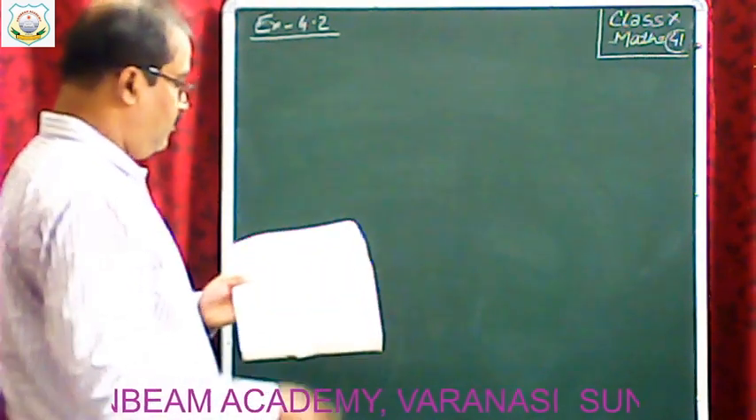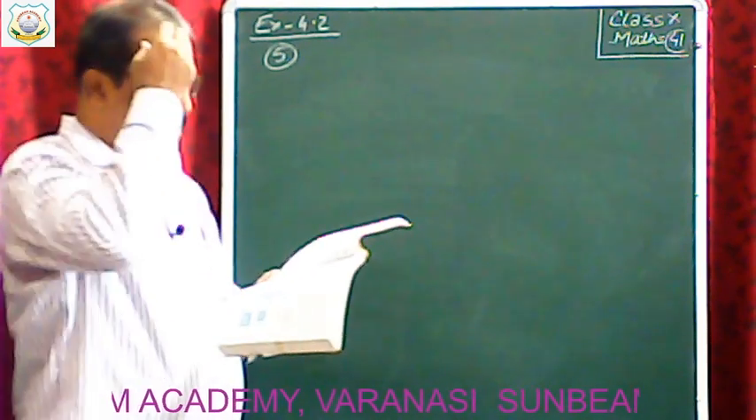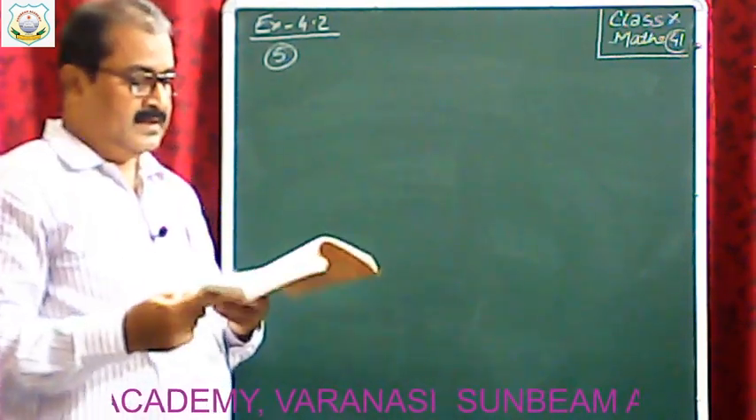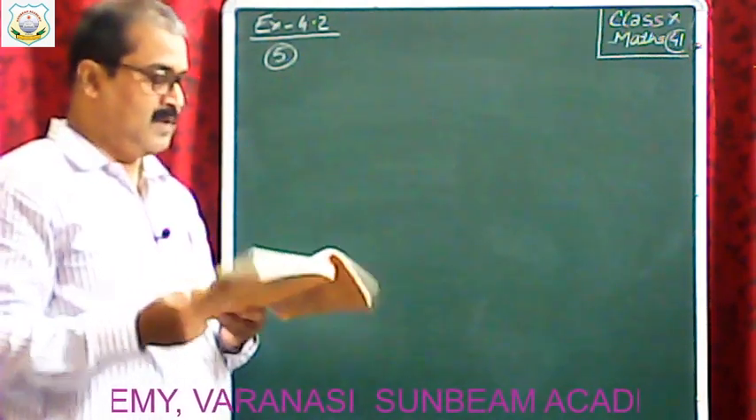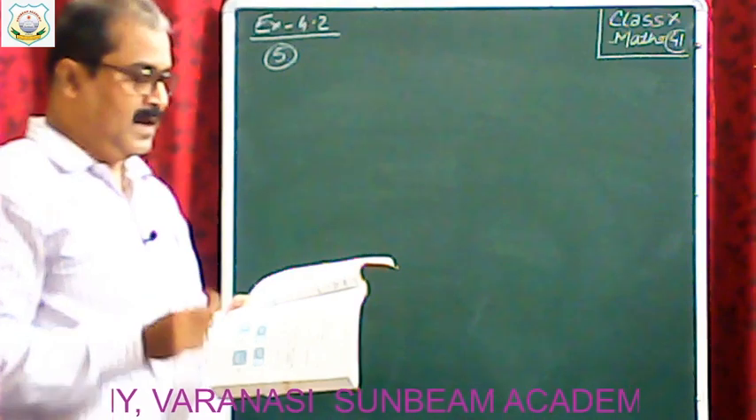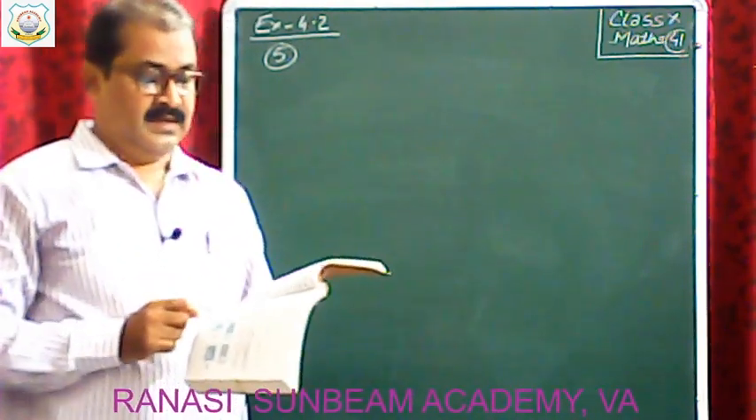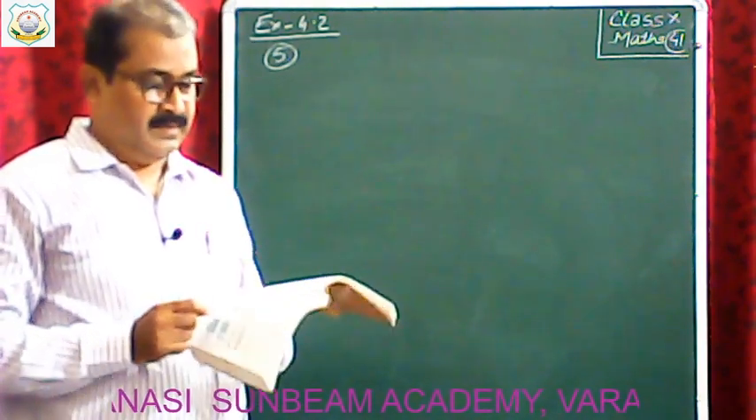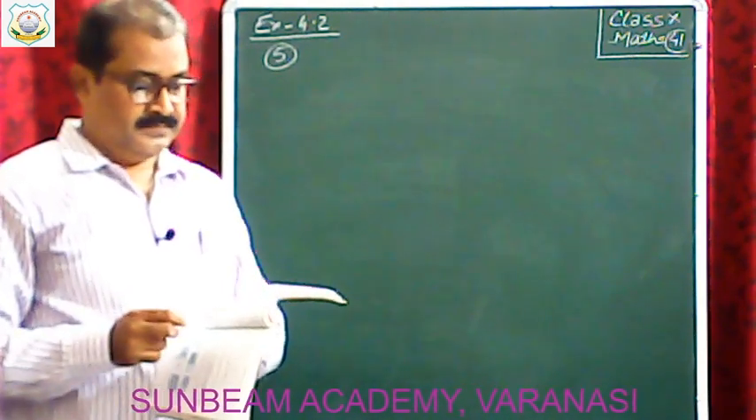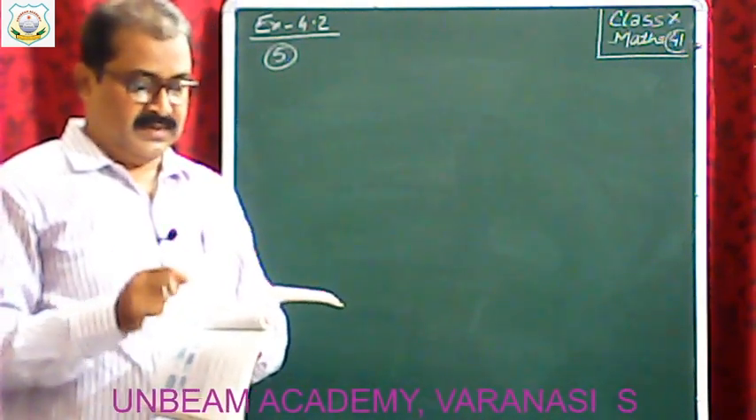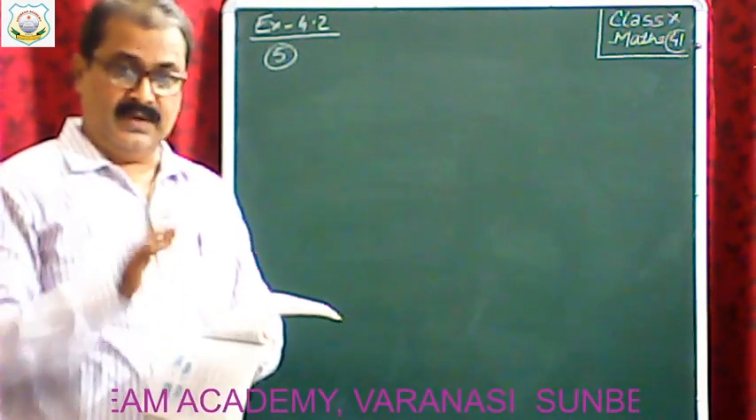Question number 5. The altitude of a right triangle is 7 cm less than its base. If the hypotenuse is 13 cm, find the other two sides. In a right triangle, the altitude is 7 cm less than its base.